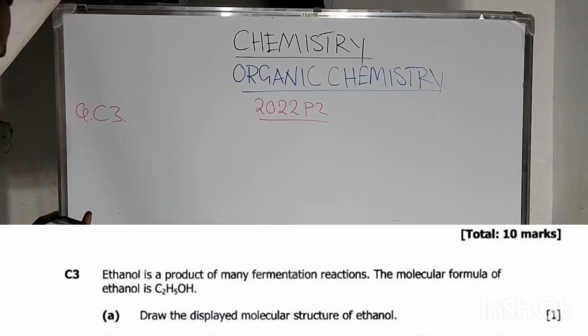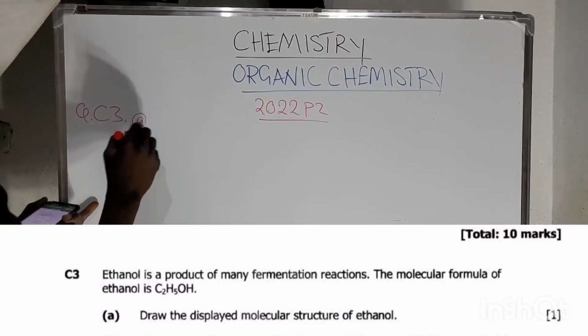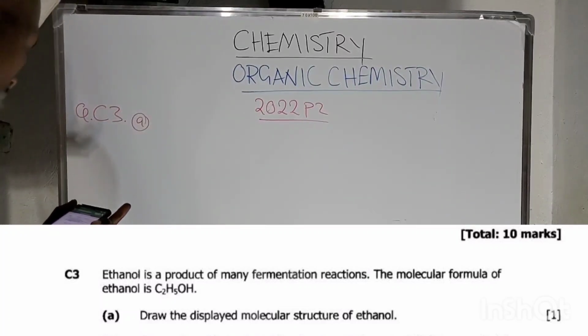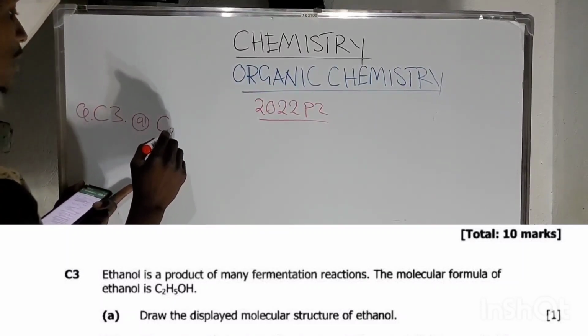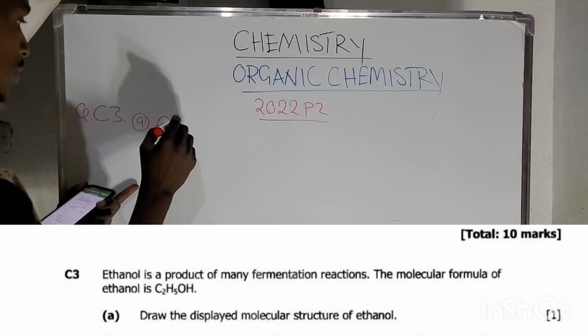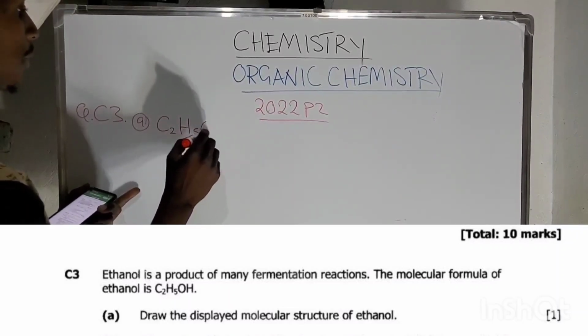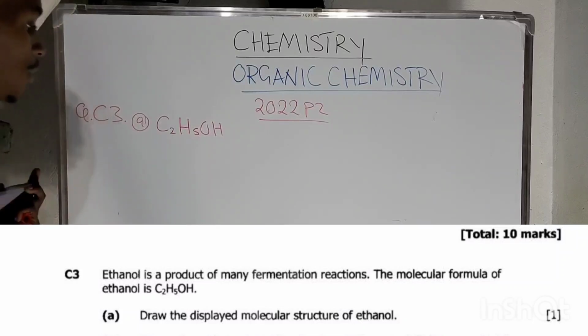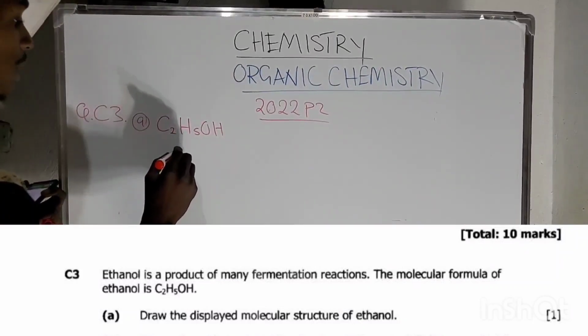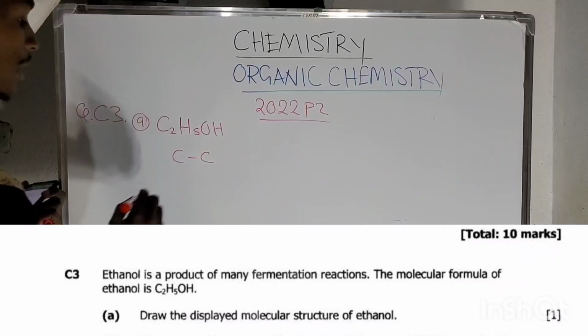Ethanol is a product of many fermentation reactions. The molecular formula of ethanol is C2H5OH. Okay? Question A: draw the displayed molecular structure of ethanol. This one is the molecular formula, C2H5OH, of ethanol. For the structural formula, you always start with the carbon atoms, and if it's single, C–C.